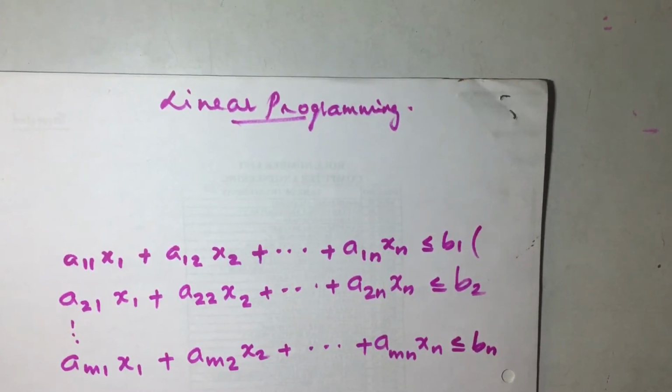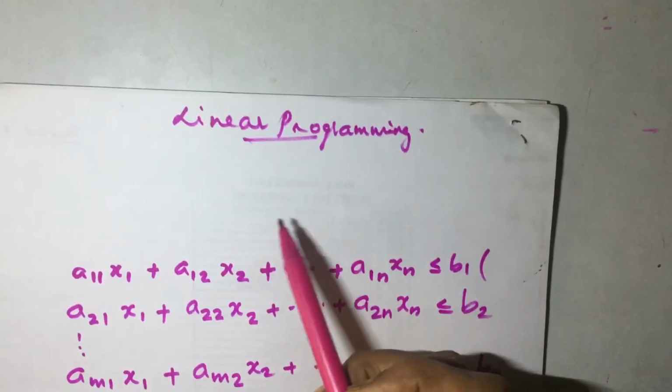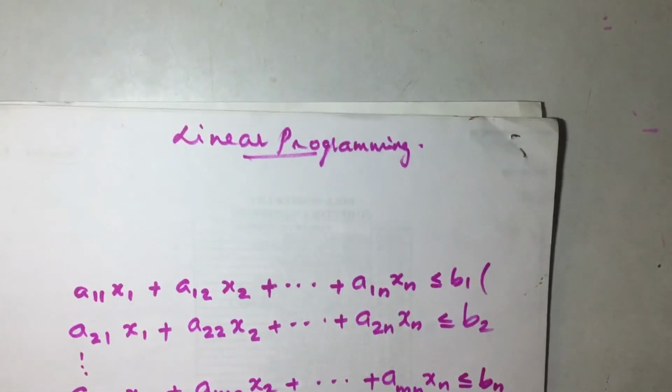So this was introduced at the time of the Second World War. At that time, to manage the finances and all the groceries or all things effectively, mathematicians formulated this method, and in general we call this operations research, and linear programming is a part of this operations research.